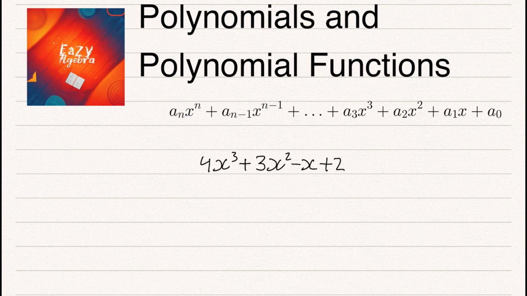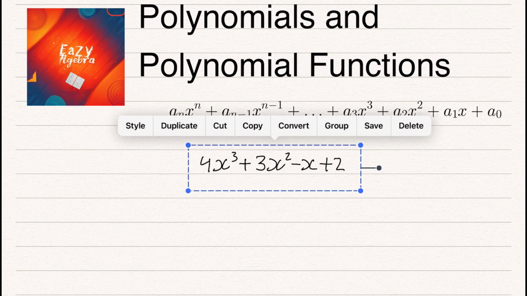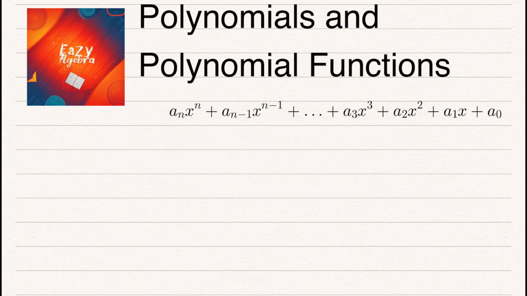So we just say this is the nth term of the polynomial. This is the n minus 1 term. This would be the third term, the second term, the first term, and the constant term. So when you're looking at a polynomial, that's the way that they're structured. Polynomial functions are simply functions that take this form.